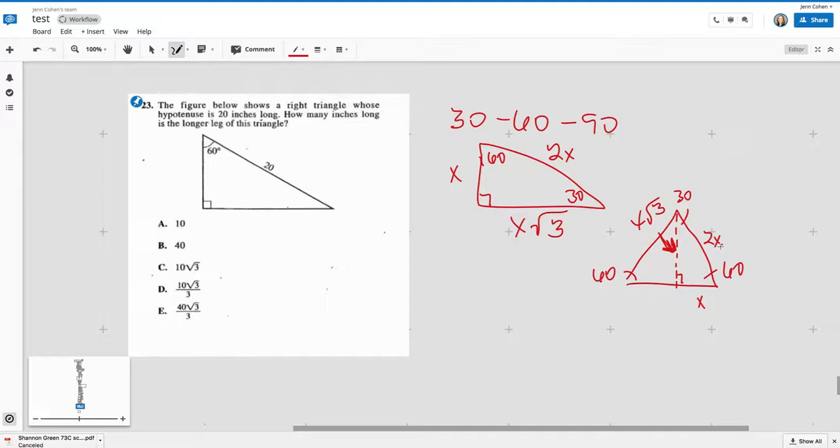On this particular question, though, they give you the length of the hypotenuse and two of the angles, so you can confirm that this is 30 because you've got a right angle and 60, and so the remaining degrees has to be 30.